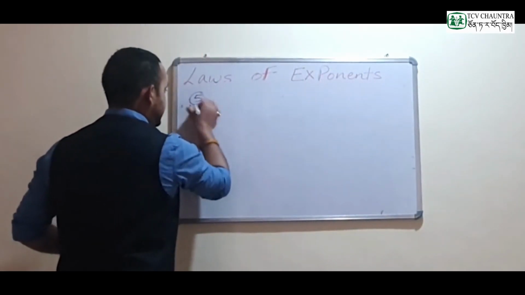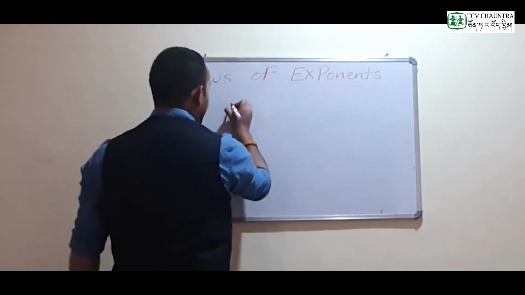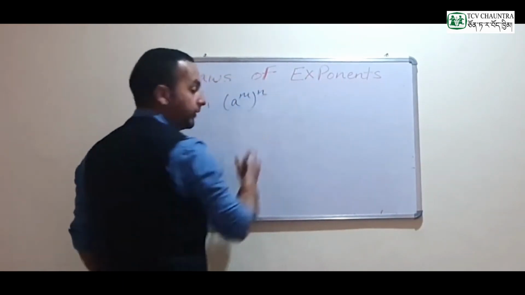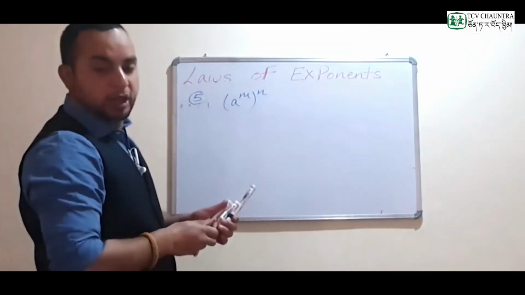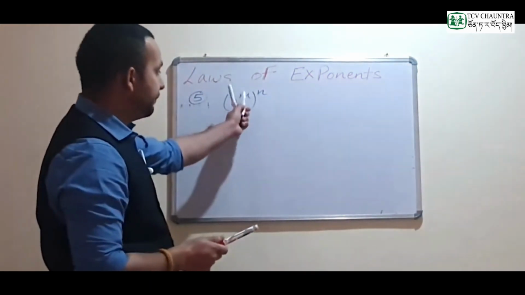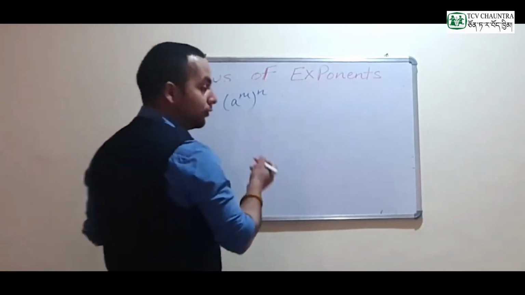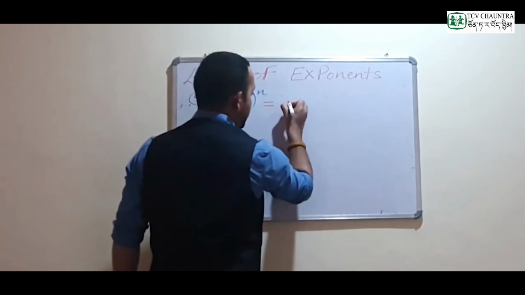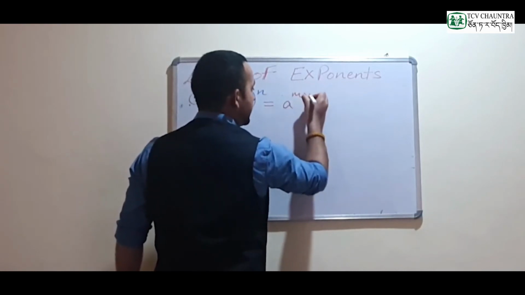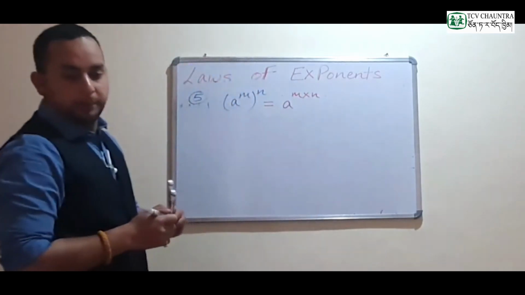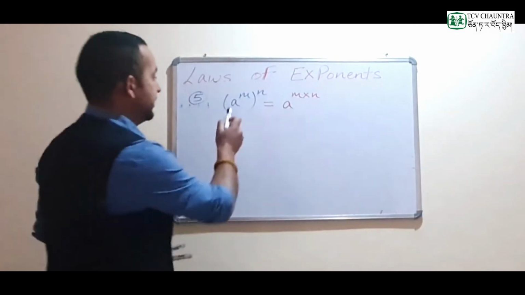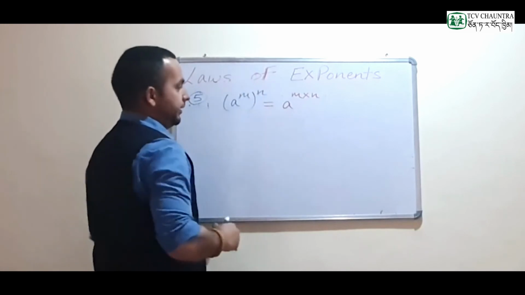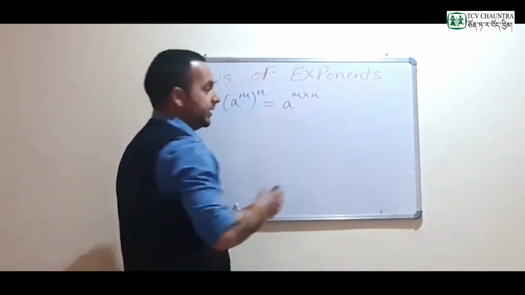Now coming to the fifth law. Fifth law is a raised to the power m whole raised to the power n, which means power of power, right? So a raised to the power m whole raised to the power n, we can write it as a raised to the power m into n. Power of power is always multiply.